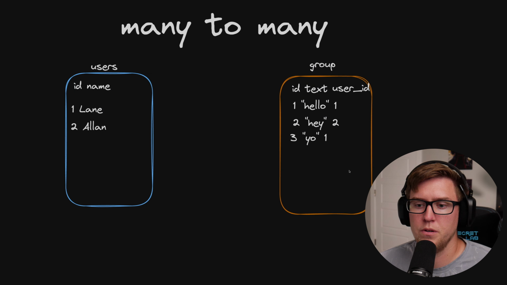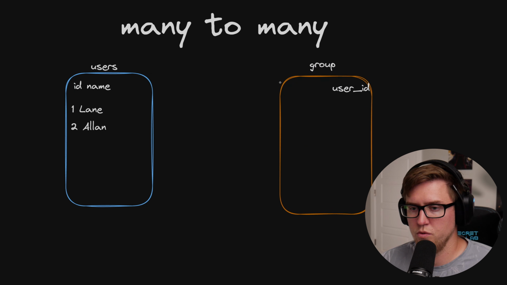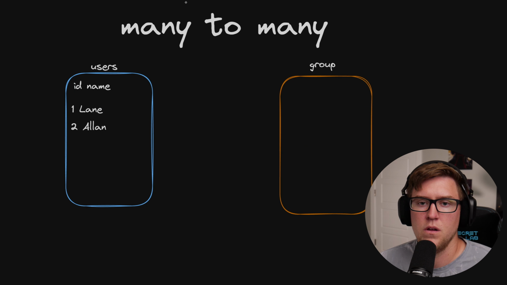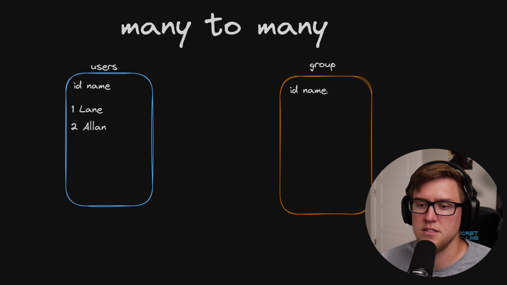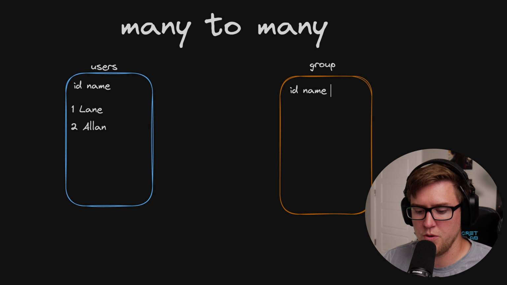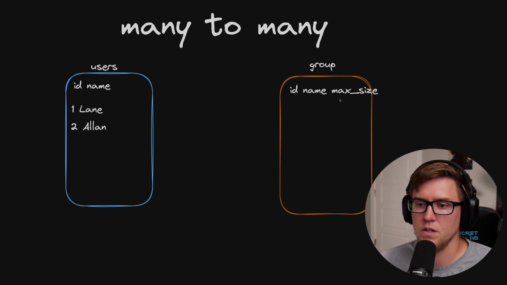Now, a group is going to have slightly different data. A group should probably have a name. I guess that makes sense. But just to keep it a little unique, let's say that a group also has a size, like a max size.